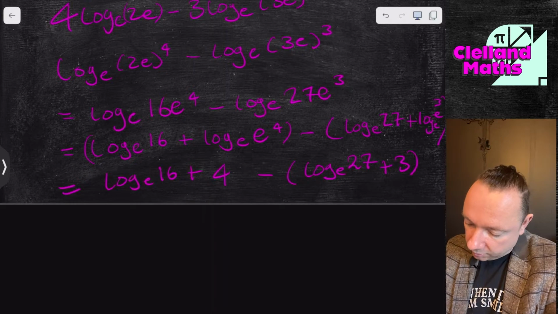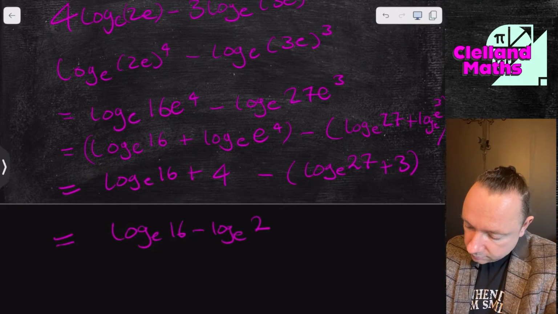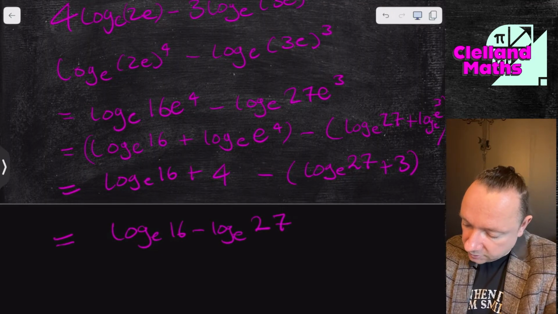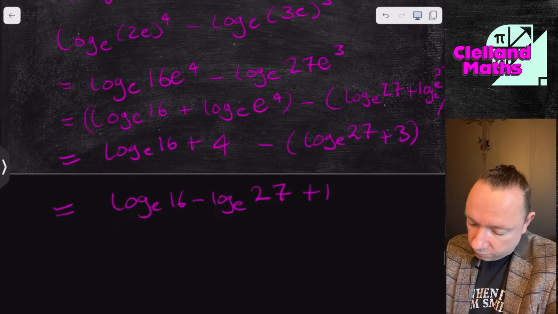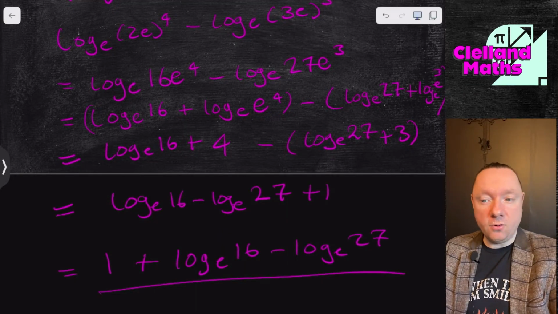And now we can get our numbers coming out. We've got 2 logs taken away. 4 minus 3 is 1, or to write it in the form we wanted, 1 plus log base e of 16 minus log base e of 27. Quite tricky that one, to get it in the correct form.